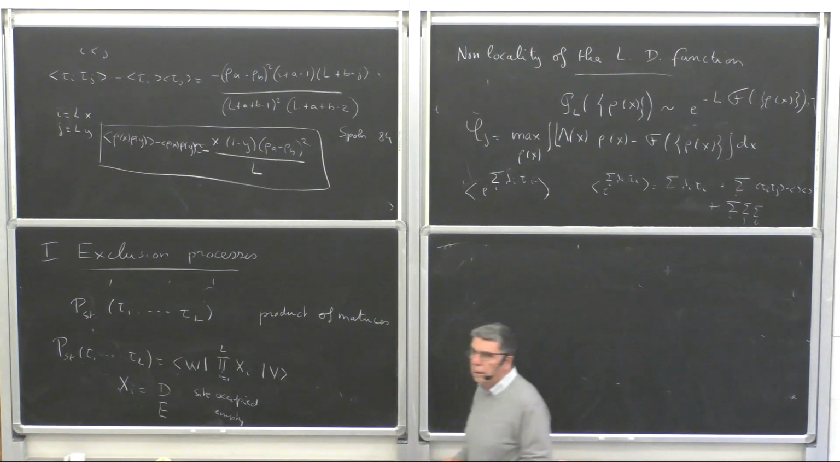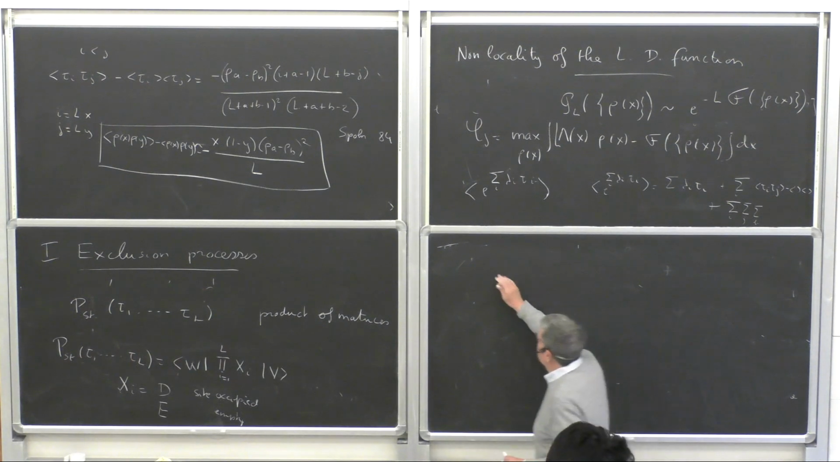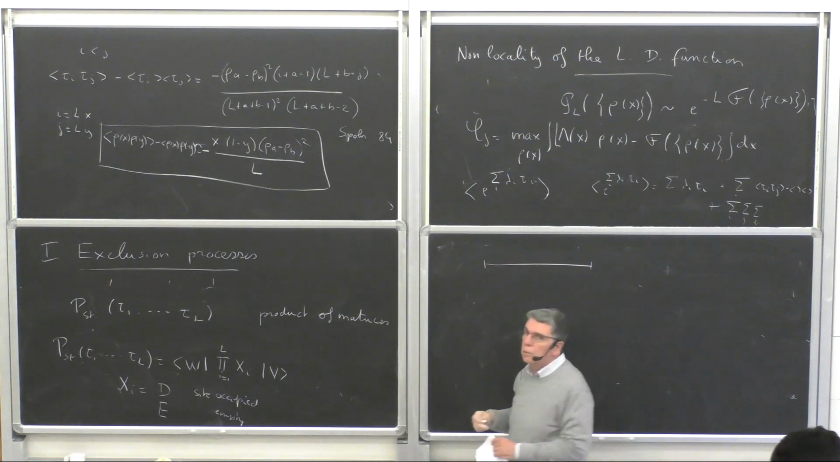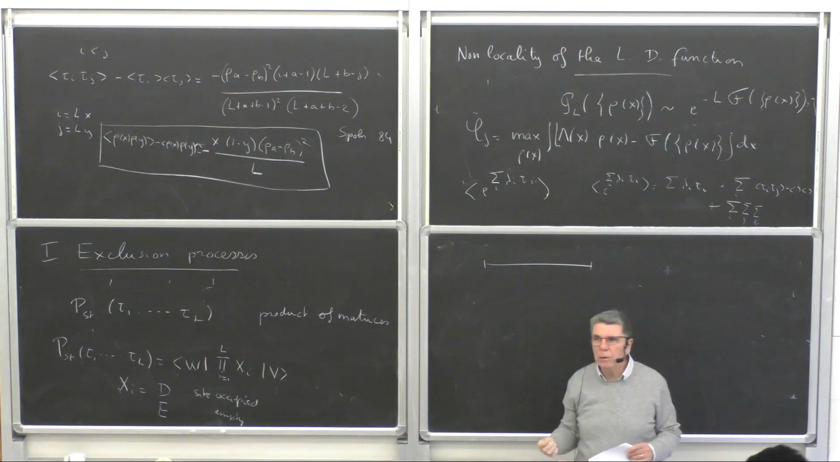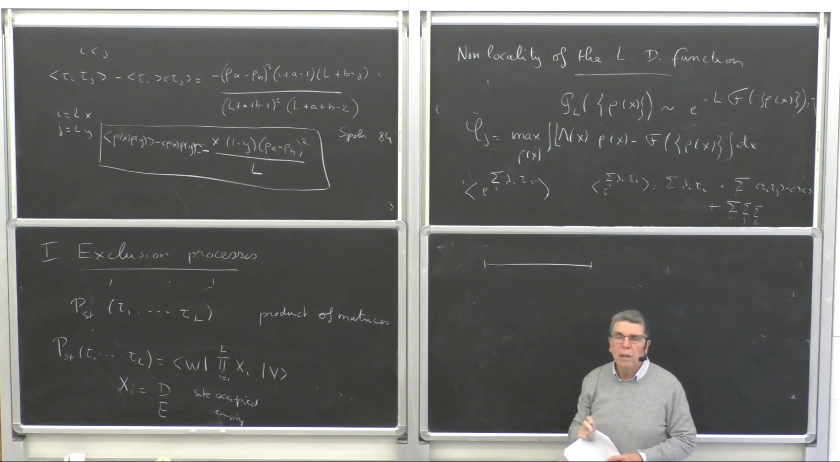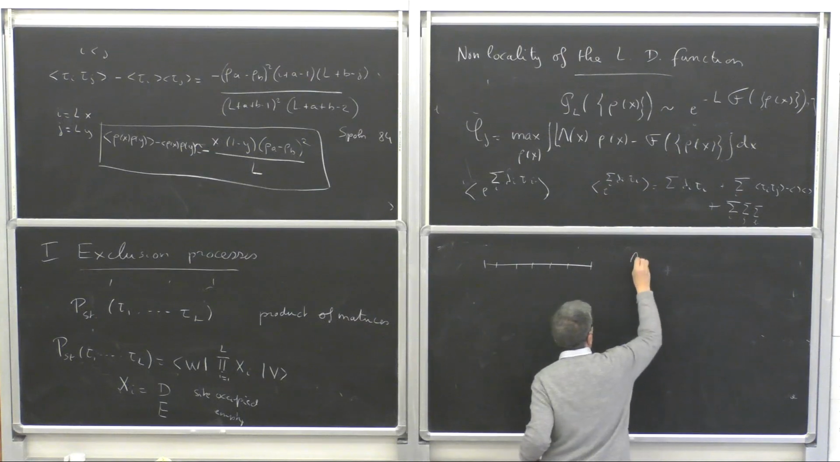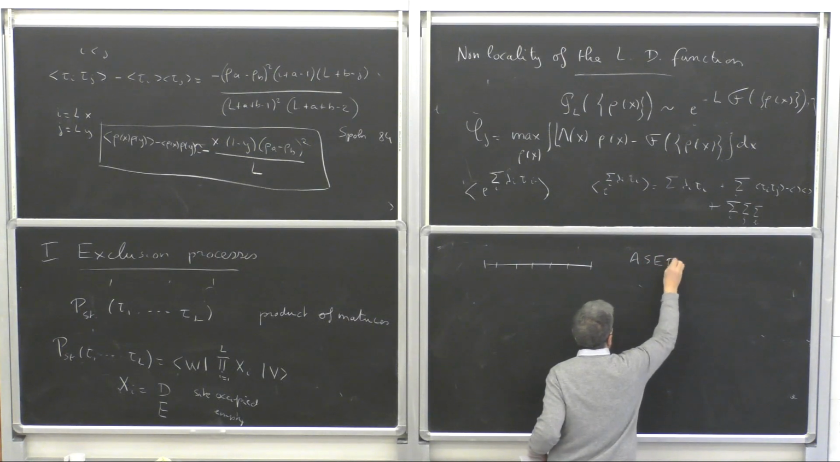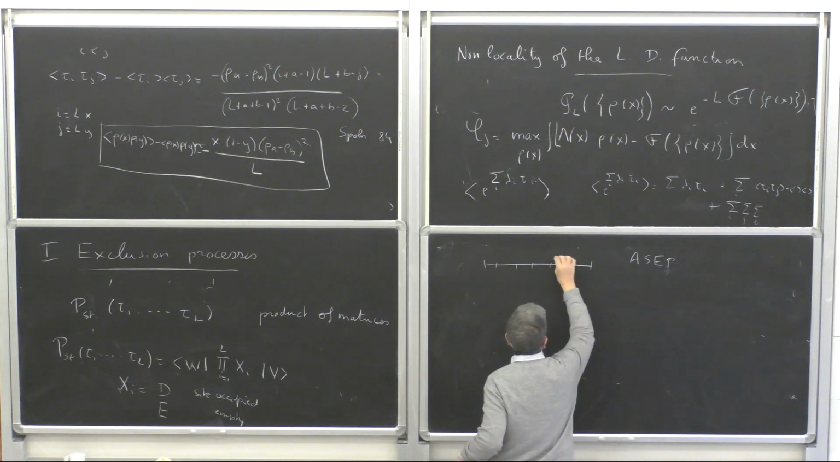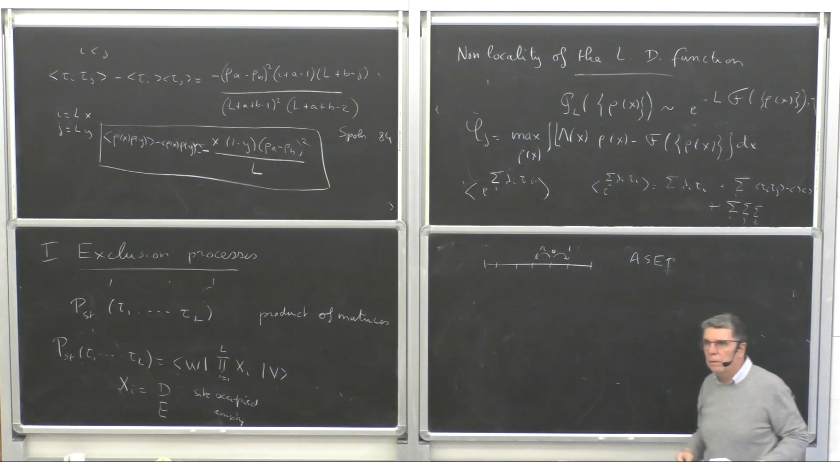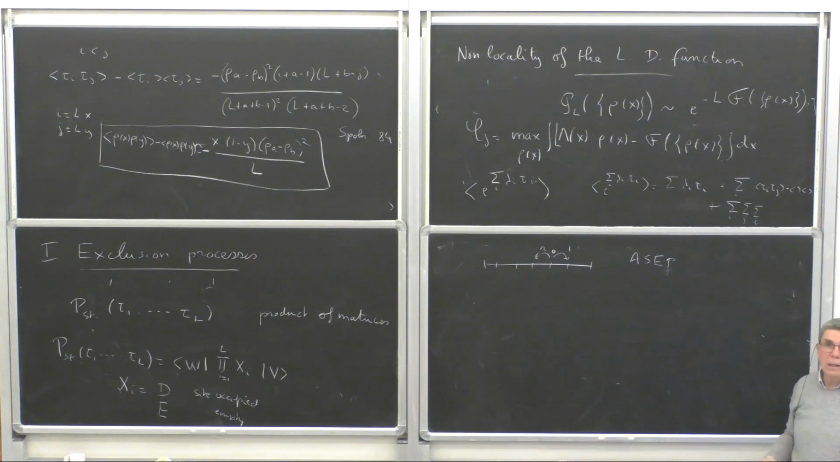So what I say is that all the exclusion processes I discussed are just particular cases of the ASEP, where particles can hop to the right with rate 1 and to the left with rate R, and there is still this exclusion property.